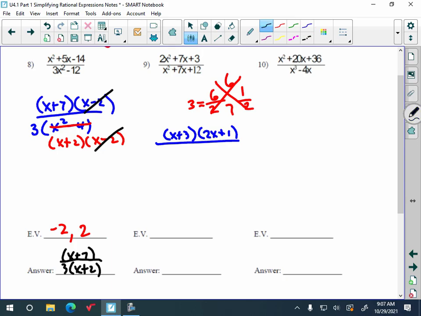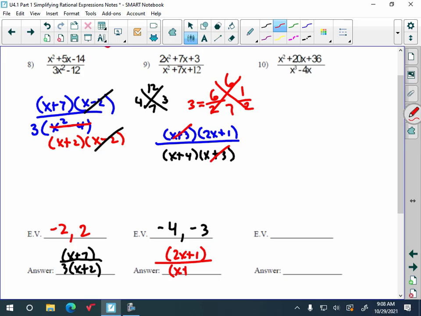Okay, on the bottom, we have a trinomial, so we use the x on that. 12 on top, 7 on the bottom. Is that 4 and 3? So x plus 4, x plus 3. All right, it's factored all the way. Our excluded values, negative 4 and negative 3. Now we simplify, and you cancel the x plus 3's out. So the final answer, 2x plus 1 over x plus 4.